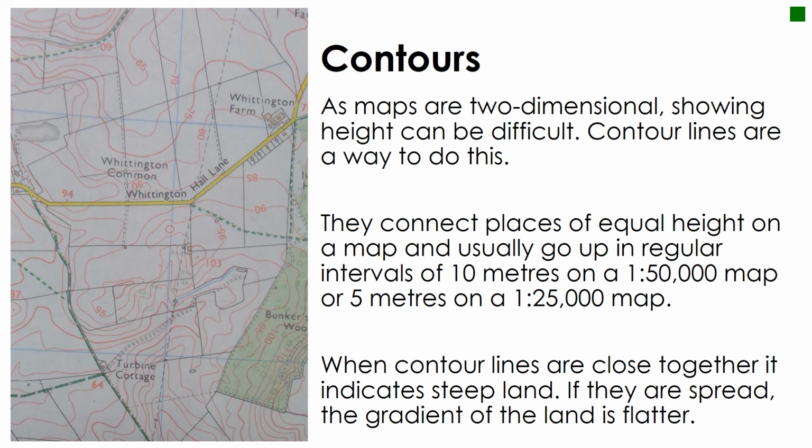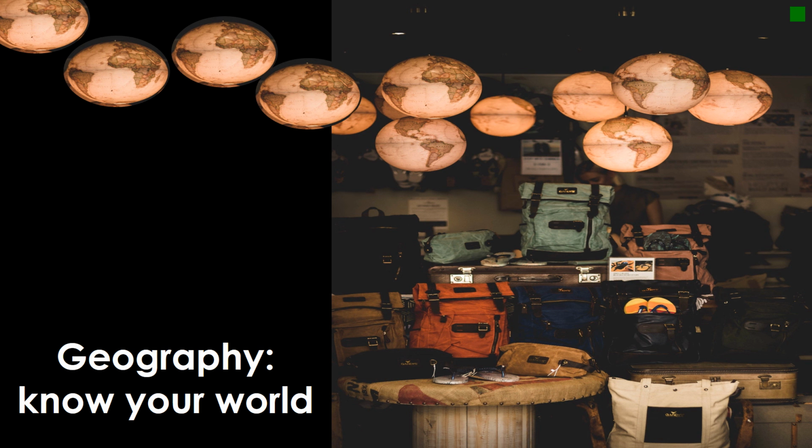When contour lines are close together, it indicates steep land, as the land is gaining height rapidly. If they are spread far apart, it indicates that the gradient of the land is flatter and it is not gaining height very rapidly.